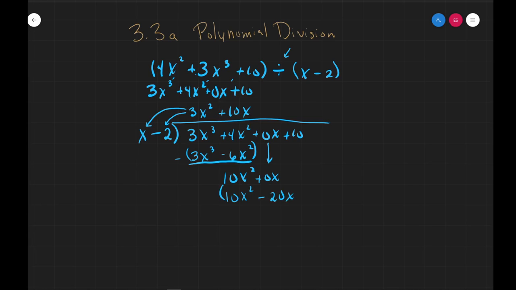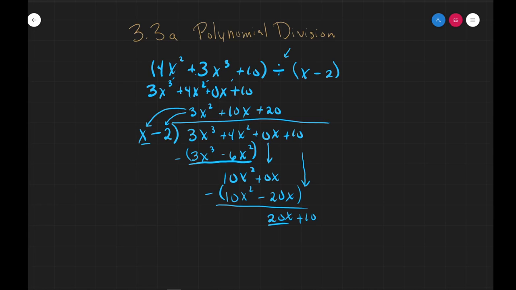And again, we're going to subtract this from the line above. 10x squared minus 10x squared is going to be 0. And then 0x minus negative 20x is going to be positive 20x. We then bring down our 10, so plus 10. Now we need to multiply x by something that's going to get us 20x. That is going to be positive 20. If we needed a negative number, we would just put a negative sign here. But so far, everything has been positive.